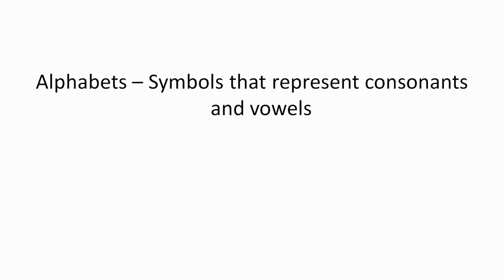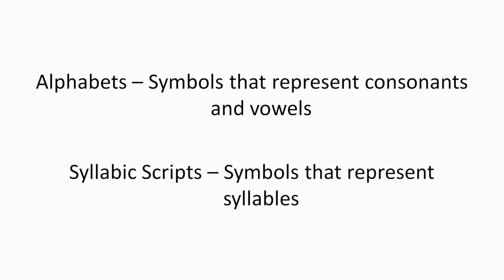So there are many ways to categorize different writing systems. In this video I'll just use a simple method. Alphabets, symbols that represent consonants and vowels, and syllabic scripts, symbols that represent syllables. This part will focus on alphabets.